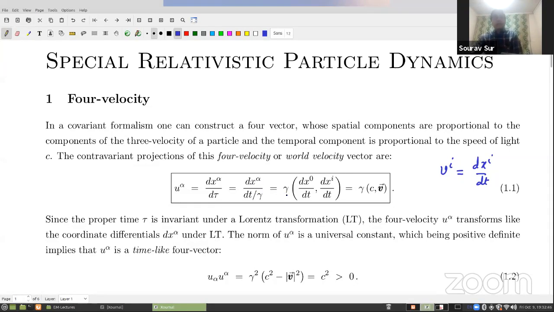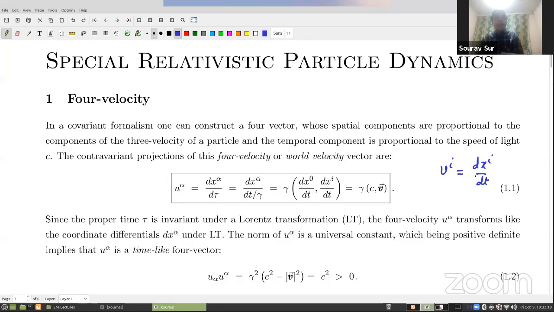So, this is gamma times dx^alpha/dt, and dx^alpha/dt has components dx^0/dt and dx^i/dt. dx^0/dt is nothing but c, because x^0 is c times t. So dx^0/dt is c, and dx^i/dt, as I said, is v.